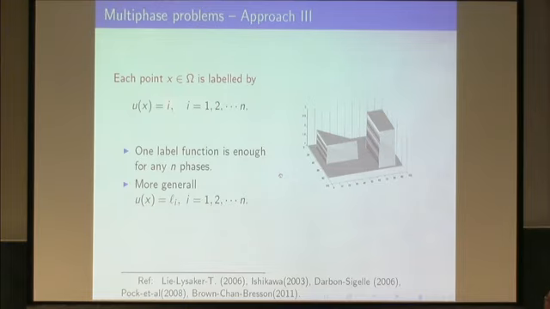So the last approach is that instead of using n functions in the first one, or 2^d phases in the other, you just use one function to represent the n phases. So each phase has one label: equal to 1, phase 1; equal to 2, phase 2; equal to 3, and so on. In this case, you just use one function and you can construct n phases. There are a number of approaches in the literature, and I think he came up with this idea much earlier. It can be interpreted in this way, and this is a very popular paper published in SIAM Imaging Sciences.